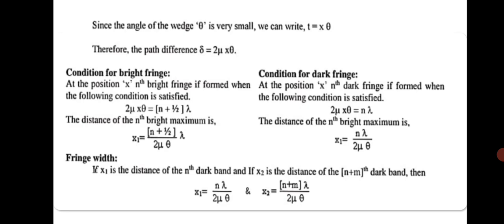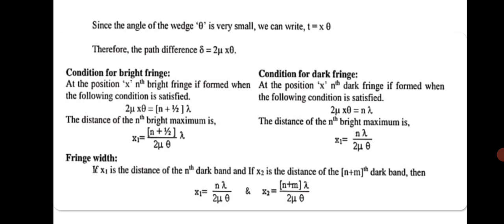Similarly, condition for dark fringe. At the position x, the nth dark fringe is formed when the following condition is satisfied: 2 mu x theta is equal to n lambda. The distance of the nth dark fringe is x1 equal to n lambda divided by 2 mu theta.